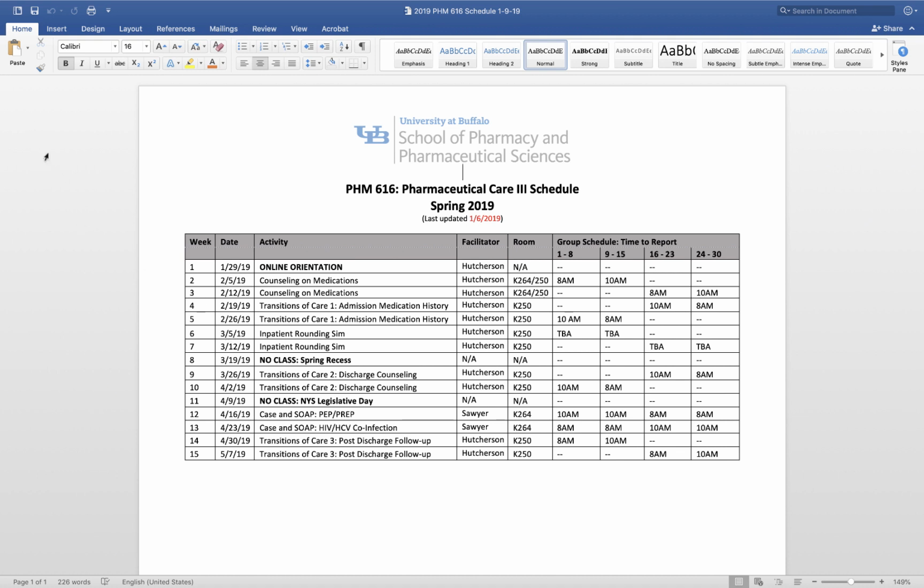Make sure that you're checking UB Learns pretty frequently, as well as your email. It's really important to get information about when things are happening. For example, I'm still working on the schedule for the inpatient rounding simulation that we're going to be completing, so the time that you'll report will be found out later on.